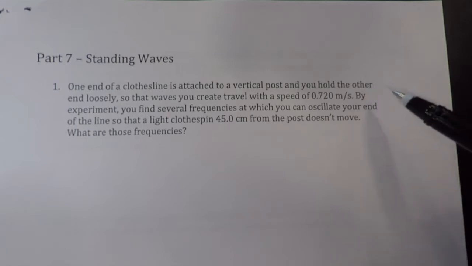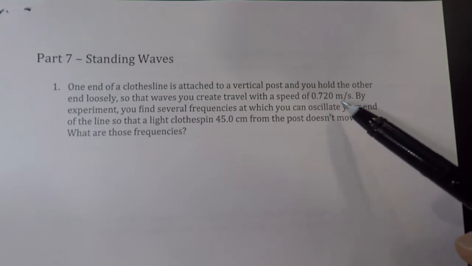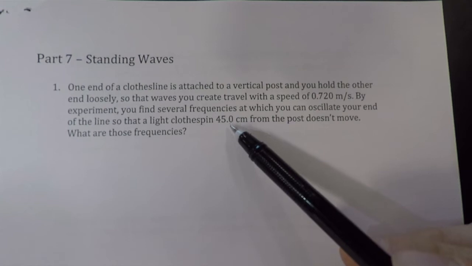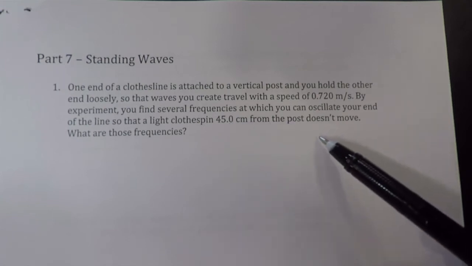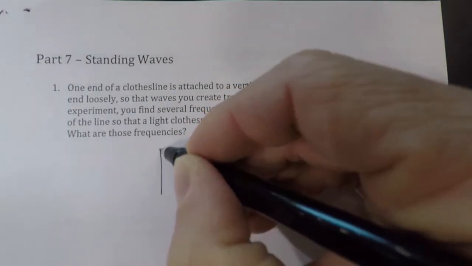Let's say you're flipping your clothesline and you create waves that travel, this is pretty slow, 0.72 meters per second. By experiment, you find several frequencies at which you can oscillate your end of the line so that a light clothespin 45 centimeters from the post doesn't move. What are those frequencies? So, let's draw a picture of what this looks like.